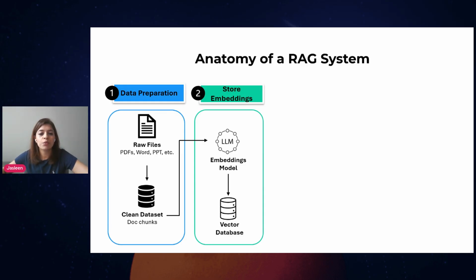Now, this is different from a traditional database. A traditional database stores structured data. Think rows and columns, and it supports exact match searches. In contrast, a vector database is built for unstructured data. It stores high dimensional embeddings and allows for similarity based search, which is key when working with language data.